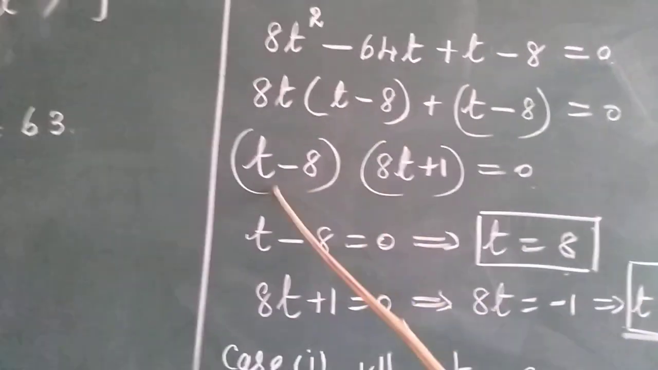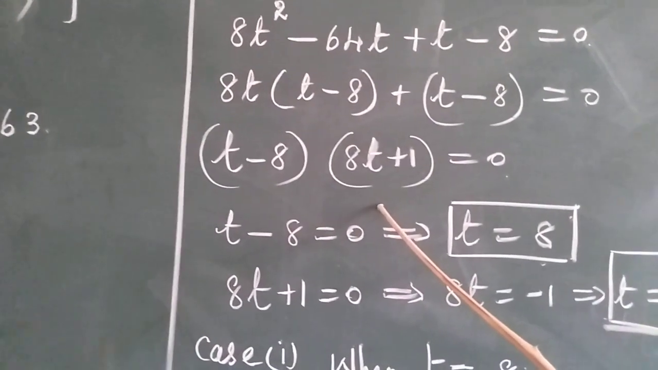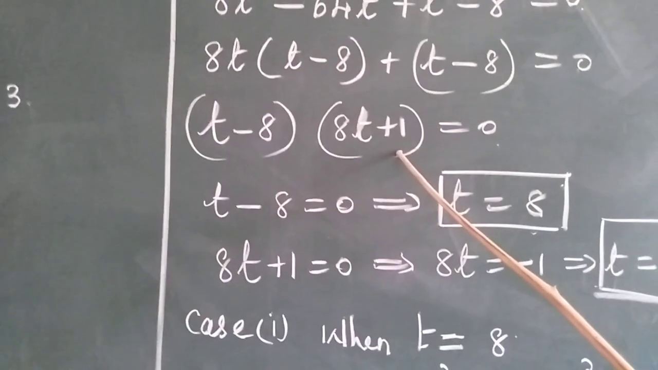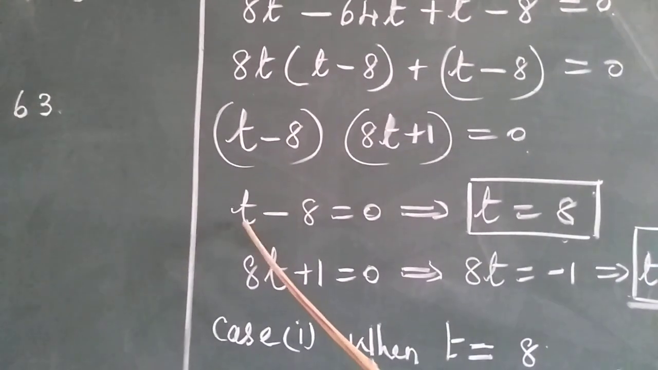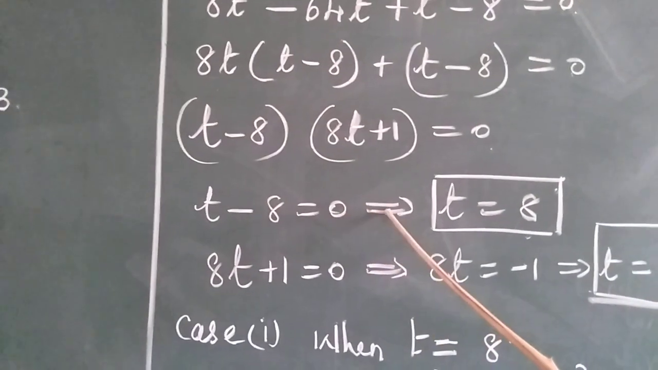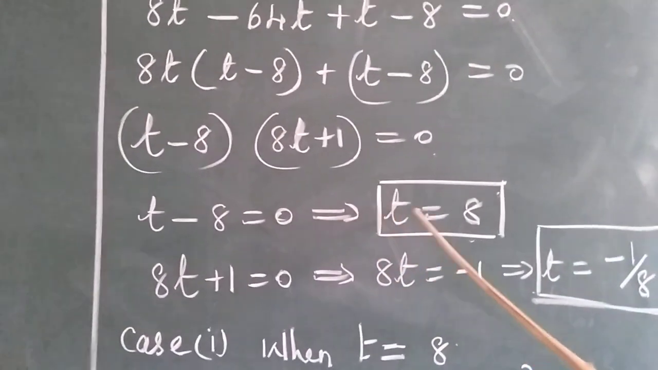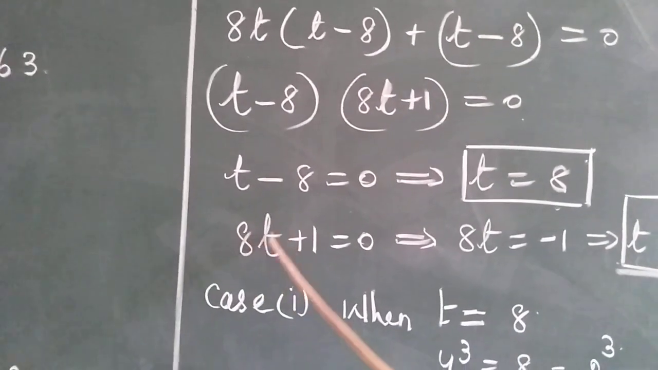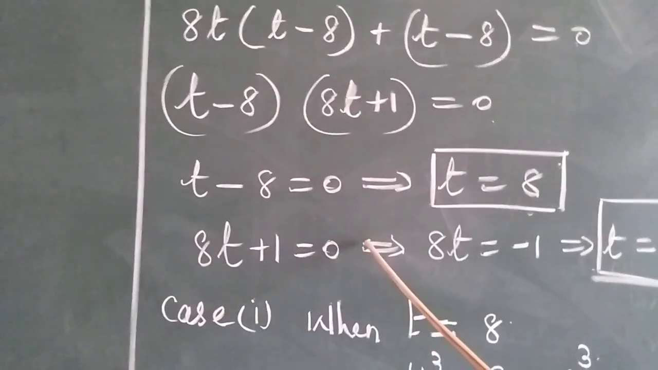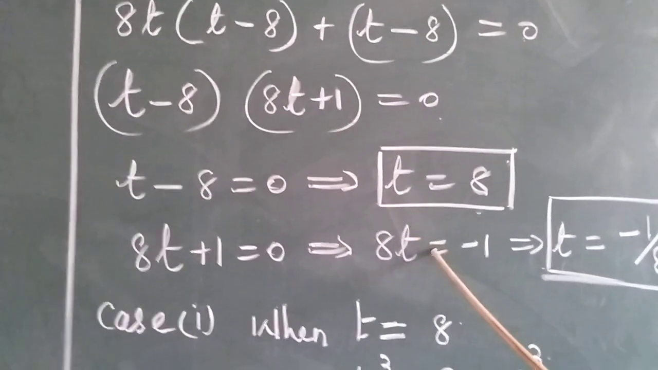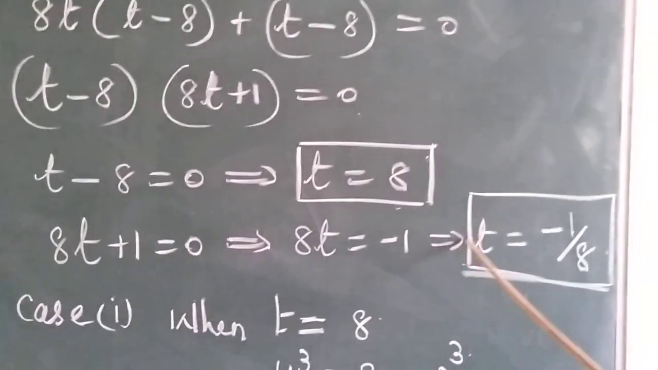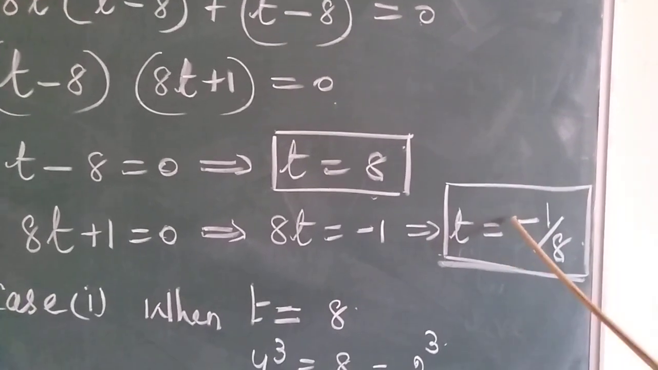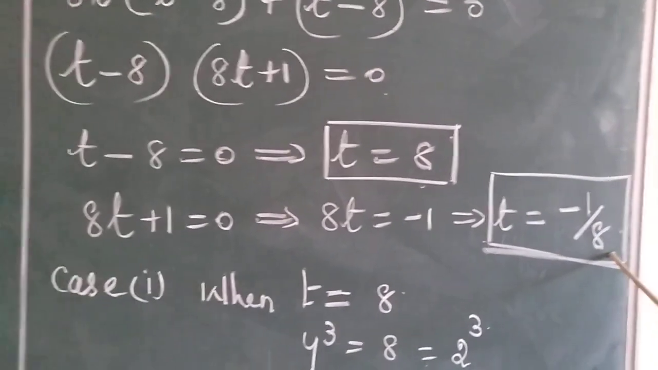Now we got the two factors and we are going to equate these two factors with 0. When you equate with 0, t minus 8 is equal to 0, which gives t equal to 8. The next factor, 8t plus 1 is equal to 0, which gives 8t is equal to minus 1. From here we are getting t equal to minus 1 by 8.